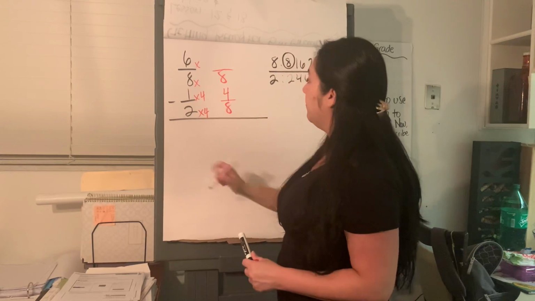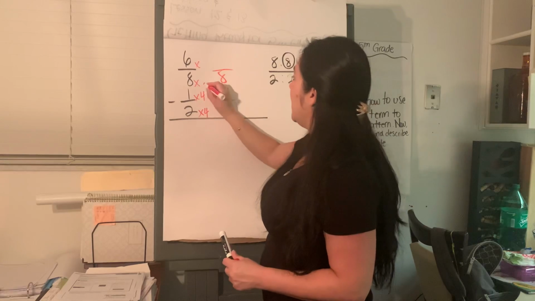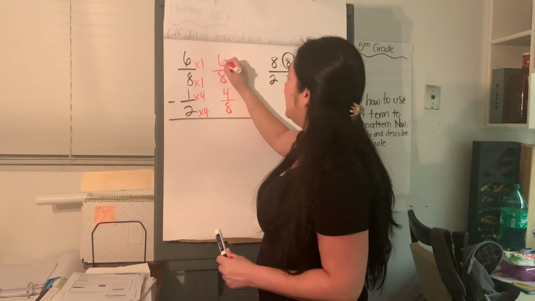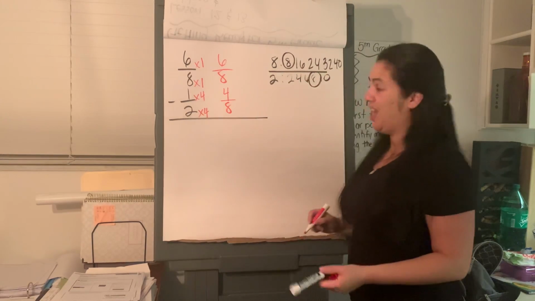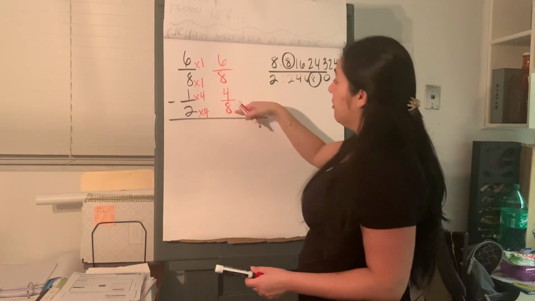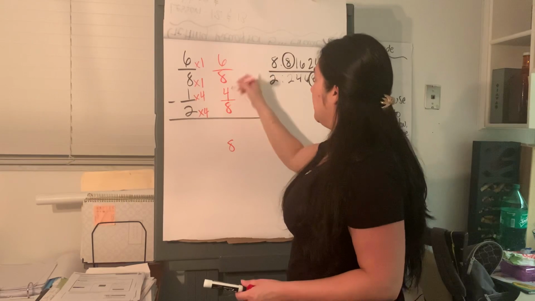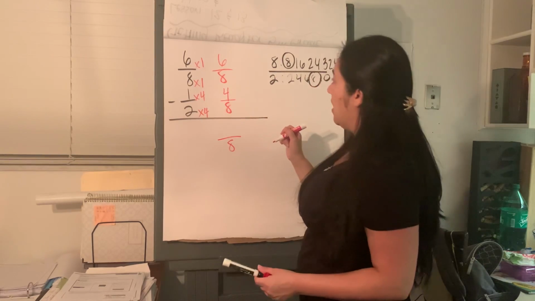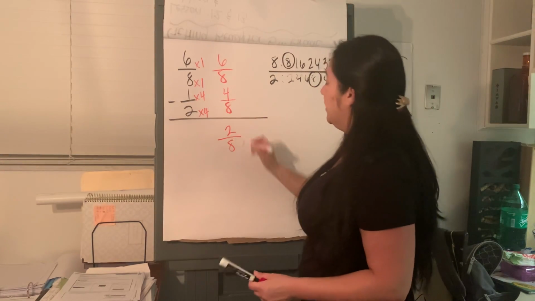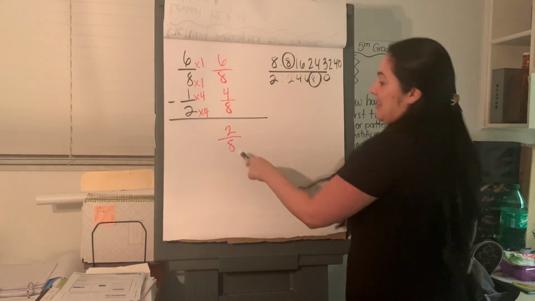That's 4 here. What times 8 is 8? 1. So that means I'm going to keep this same one, which will happen a lot. Okay? And here, I'm just going to subtract. Keep my denominator. Subtract my numerator. 6 minus 4 is 2. Now, I see that this is 2/8.